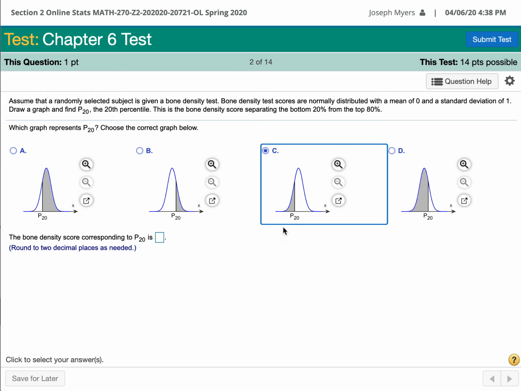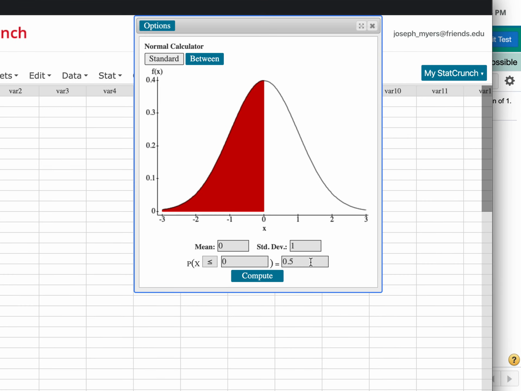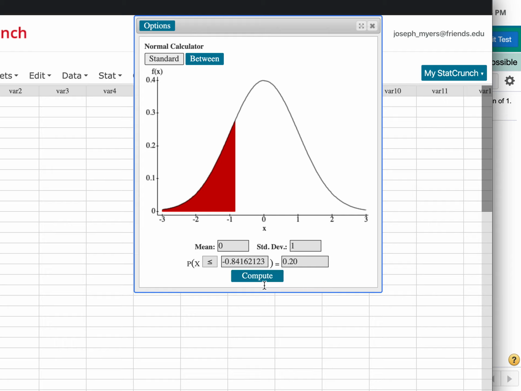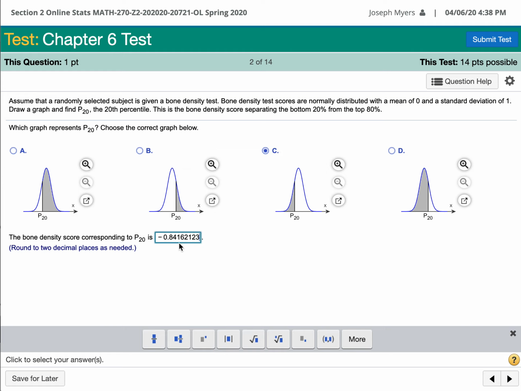Okay, now let's find the bone density score. By bone density score, it means find the normal distribution value. So we're going to use StatCrunch to find the 20th percentile. We want the red area, instead of 50%, let's change that to 0.20, 20%. Ready? The z-value that represents 20% of the area below is that number right there.